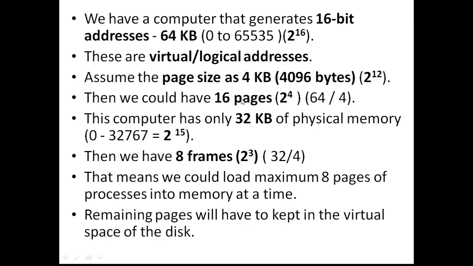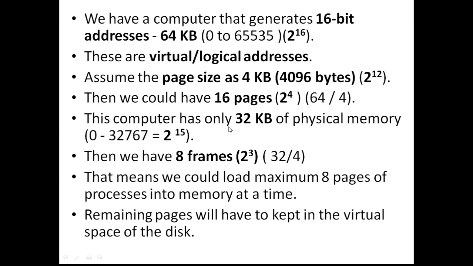Then we have got 16 pages. How 16 pages? Because one page size is 4 KB and we have got 64 KB of memory, which means 64 divided by 4 is equivalent to 16 pages. So the total memory is divided into 16 pages because each page is of 4 KB. And 2 power 4, so 4 bits are needed to uniquely identify each one of the 16 pages, simply because 2 power 4 equals 16.